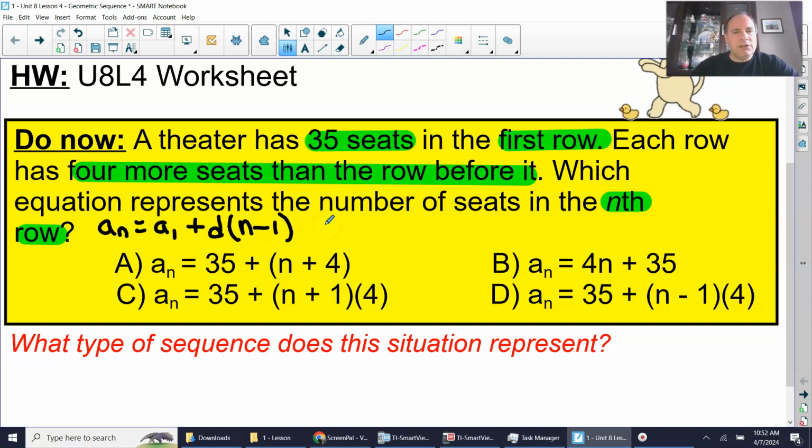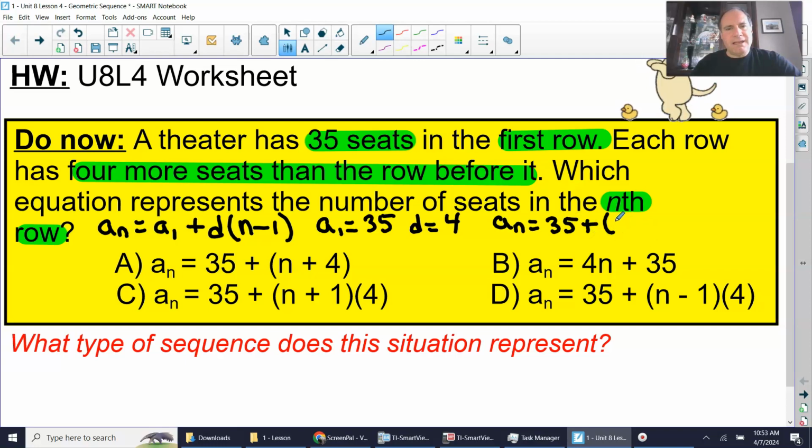But with the formula, you're going to just label A sub 1 as 35. And then the D, which is the difference, and it's the common difference in this case, is 4. So if you're going to use that formula, you're going to have A sub n equals A sub 1, which is 35, plus n minus 1. The way we write it is that the D comes first. So just going to squeeze the 4 in there. And that's D.